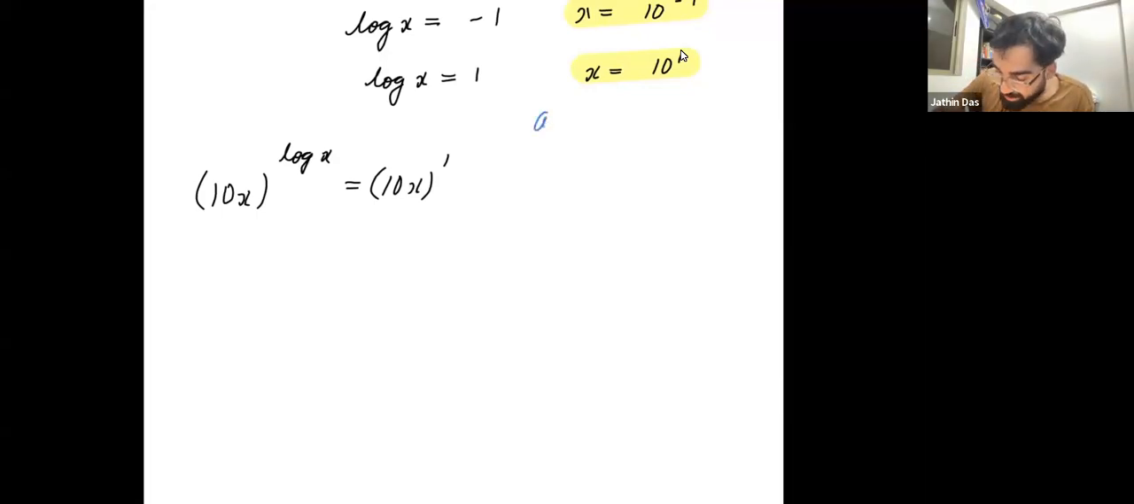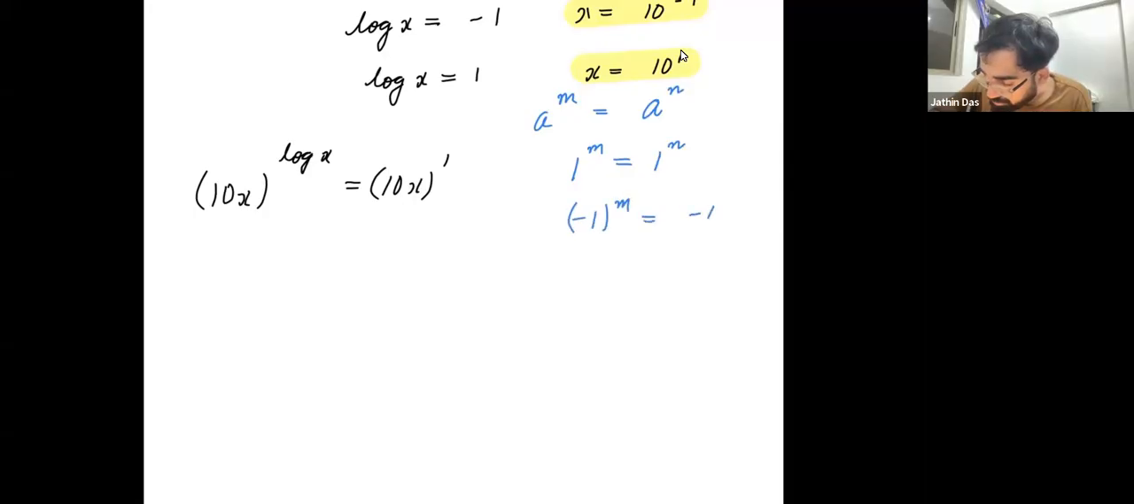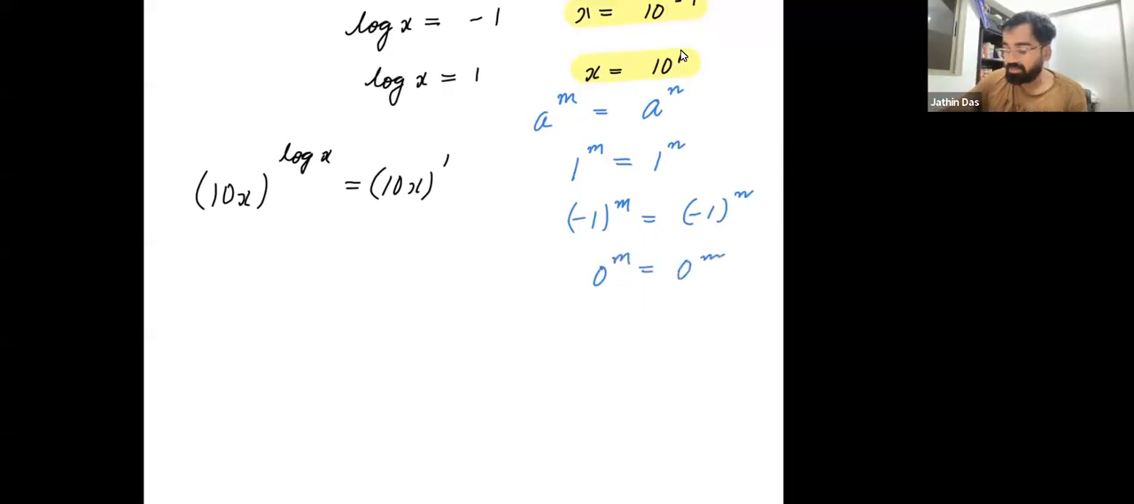So if a raised to m is equal to a raised to n, then m is equal to n. That is also correct. But if a is a number, then it's okay. But if a is a variable, you have to check. See, 1 raised to any number is the same. -1 raised to even numbers will be the same. Then 0 raised to something is also the same. So you'll have to check that part.